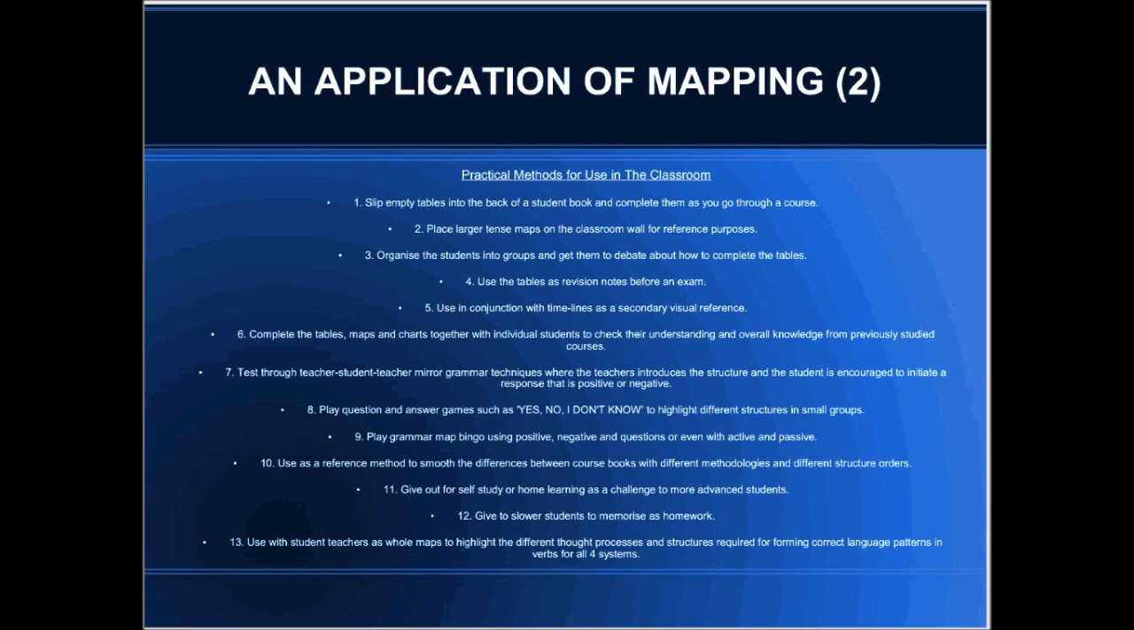Number 7, test through teacher-student-teacher mirror grammar techniques where the teacher introduces the structure and the student is encouraged to initiate a response that is positive or negative. I've already explained a little bit about this. Number 8, play question and answer games such as yes, no, I don't know, to highlight different structures in small groups. One student is selected. This is how it works.